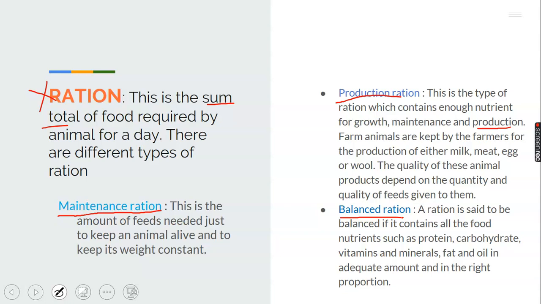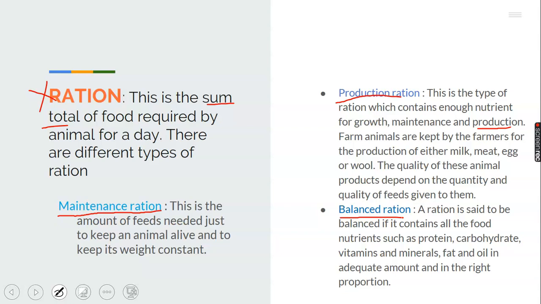A ration is said to be balanced if it contains all food nutrients, all the classes of food, such as protein, carbohydrate, vitamins, mineral, fat, and oil in adequate amount and in the right proportion. The animal requires balanced ration, so the food given to them must be in adequate amount and in the right proportion. Very important. Are we following?